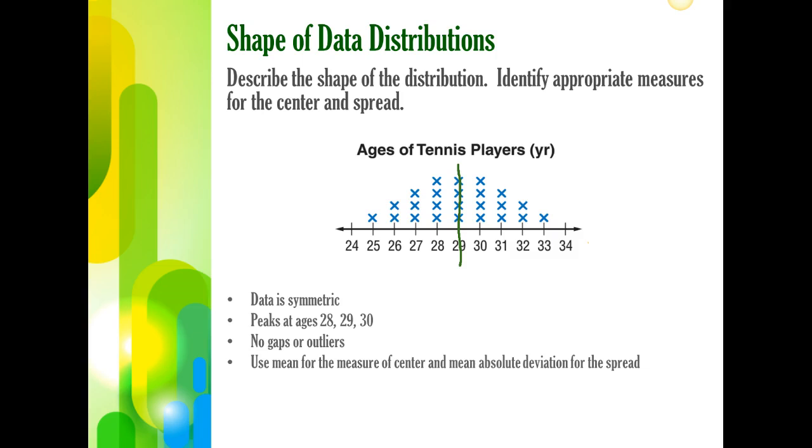There are peaks in the data at ages 28, 29, and 30. These would be the three modes of our data set. There are no gaps or outliers. Since the data is symmetric, we would use the mean for the measure of center, and we would calculate the mean absolute deviation, or the average distance each data point is from the mean, to describe the spread.